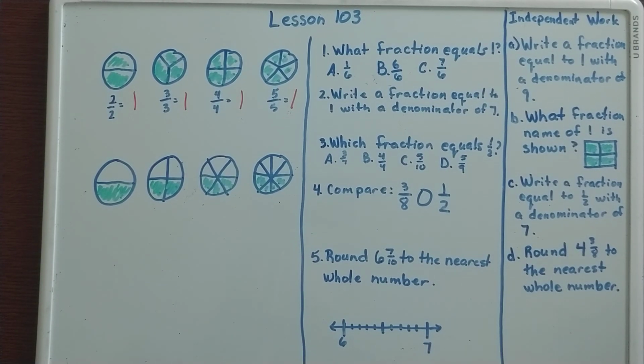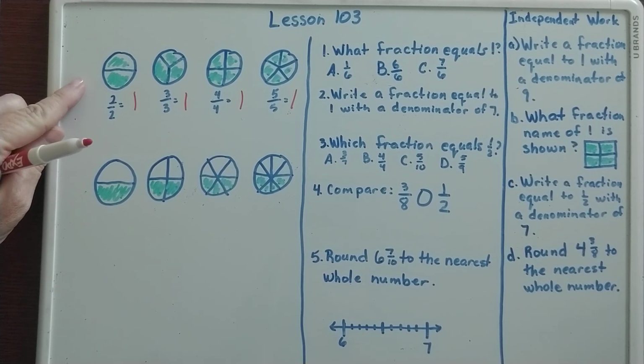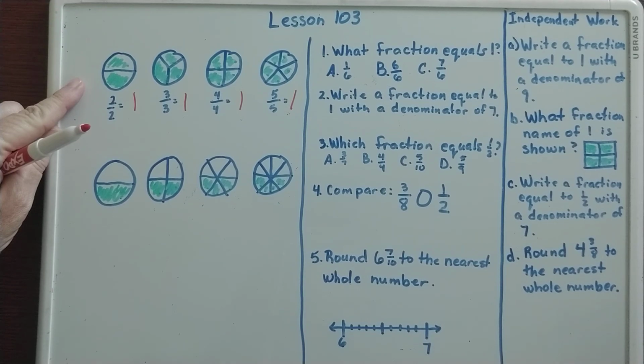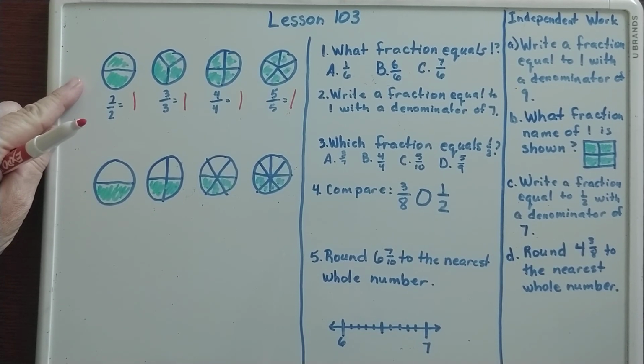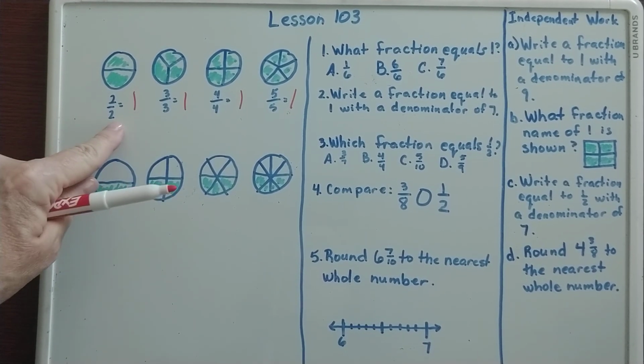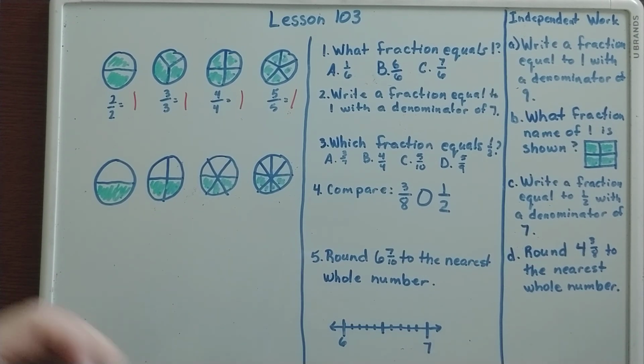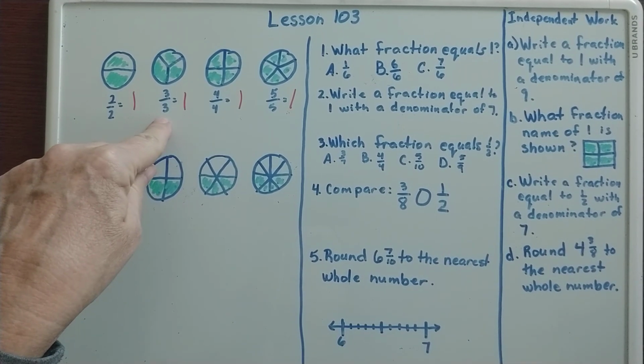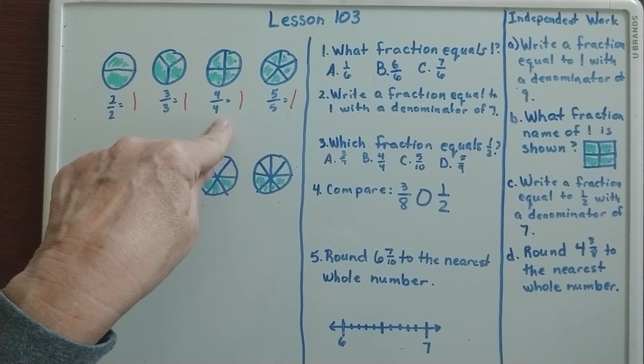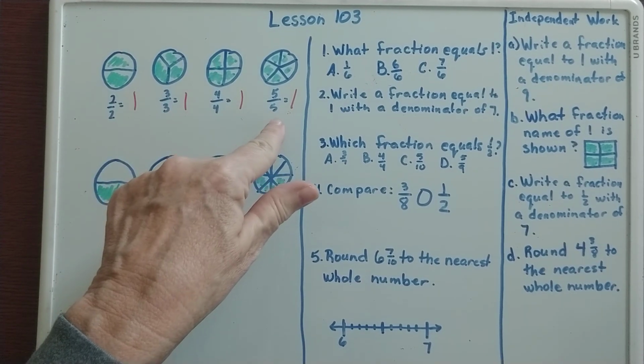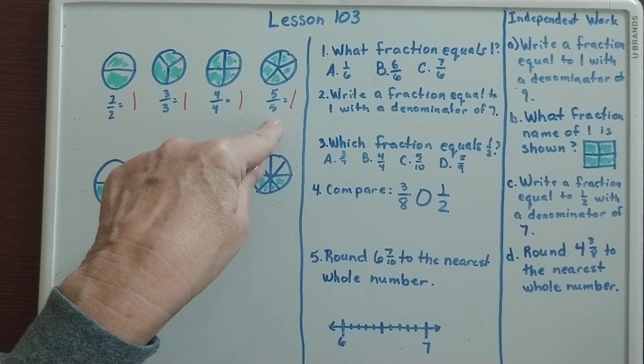Okay, today we are working on lesson 103, fractions equal to 1 and fractions equal to 1 half. Each of these circles is divided into parts. Together, the parts of each circle make up a whole. 2 halves equals 1 whole. 3 thirds equals 1 whole. 4 fourths equals 1 whole. And 5 fifths equals 1 whole.